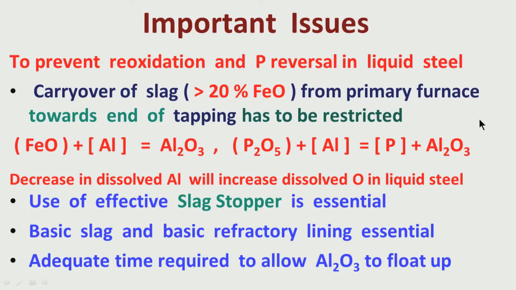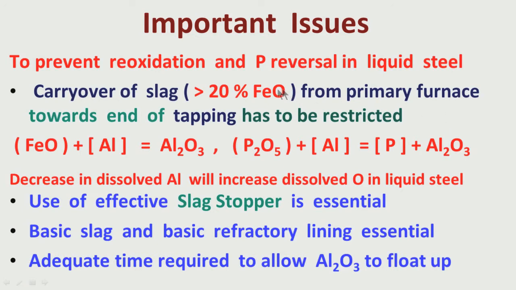Because when we are draining out the liquid steel, there is a funnel formation. That means the liquid steel coming towards the end of the tapping is a smaller portion, and on top of it there is slag. So, when there is a funnel formation, along with the liquid steel some amount of liquid slag might be carried over from the furnace, that means from BOF or EF to the ladle. So, this carryover of slag from the primary furnace towards the end of tapping has to be restricted.